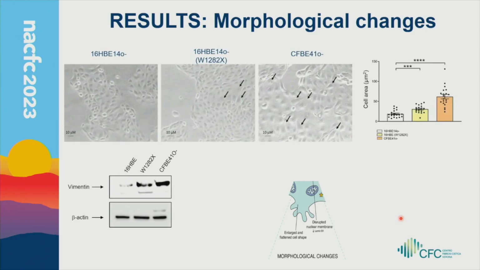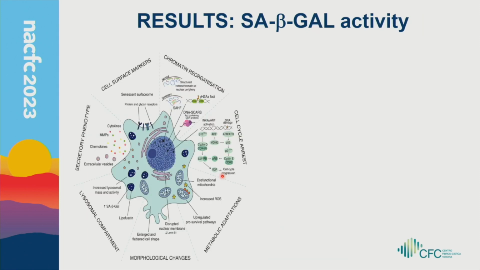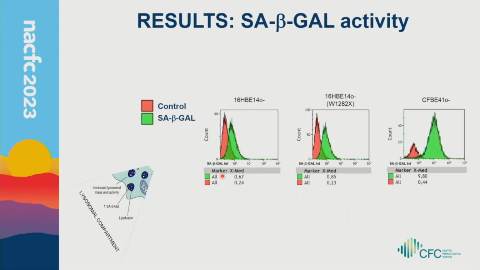Morphological changes were evaluated, and as we reported here, the cellular shape is quite different both in isogenic W1282X mutants and in non-isogenic mutants, where the cellular dimension is totally different, and vimentin expression is increased both in isogenic and non-isogenic cell models, according to the report by Colling and colleagues. Lysosomal activity was assayed as senescence-associated beta-galactosidase in these isogenic and non-isogenic models, and we observed an increase in both.